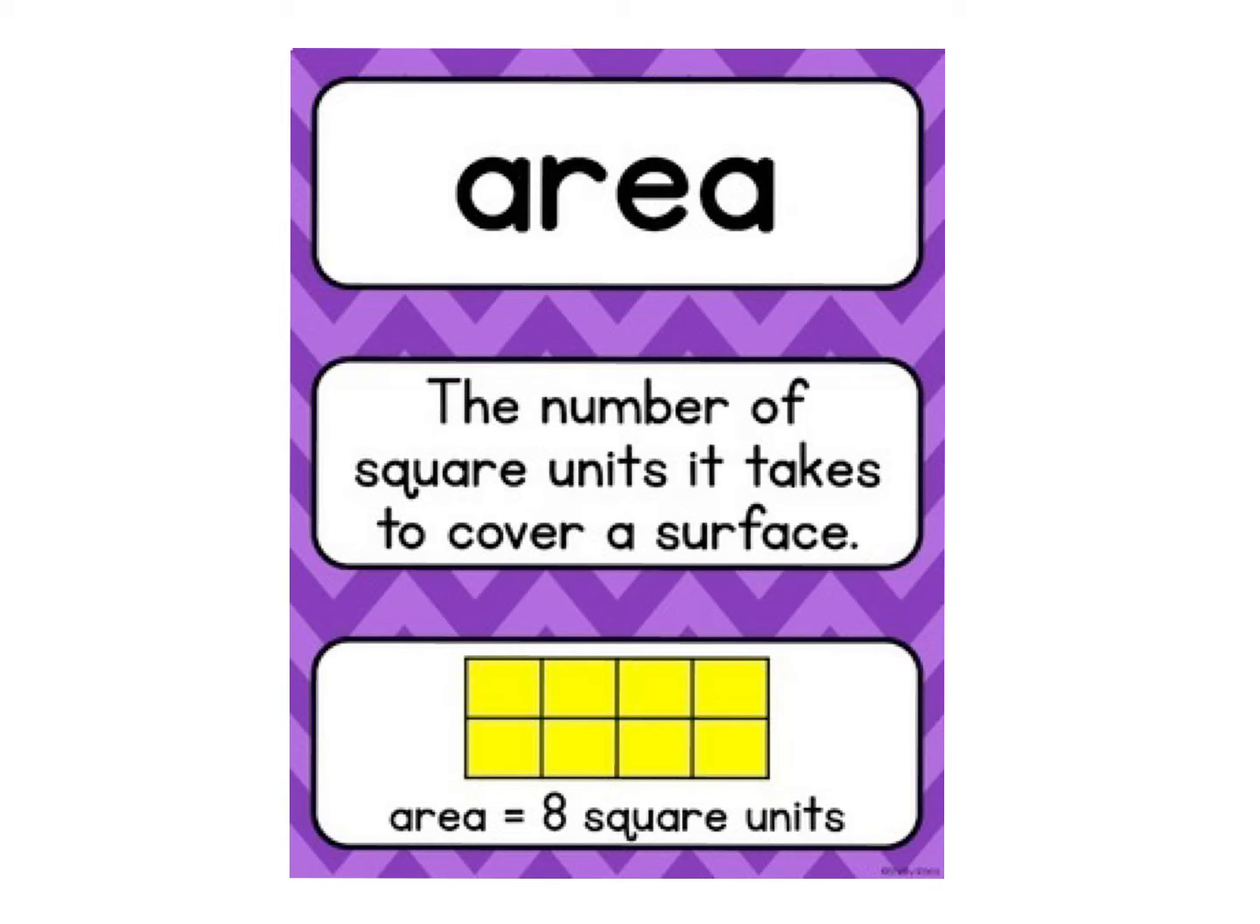The next vocabulary word I want to review with you guys is area. Area is the number of square units it takes to cover a surface. So if you look at our example, you can see the area of this rectangle is 8 square units because we have 4 square units on top and 4 square units on the bottom.